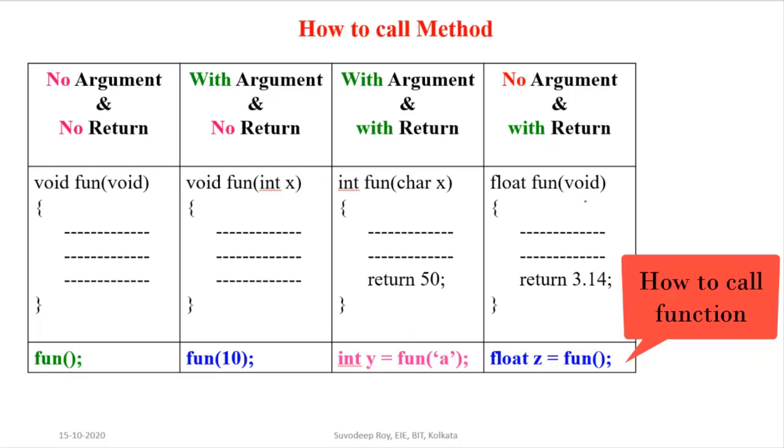Next type, no argument and with return. No argument, so no input value, so it will be written like this: fun, this is the function, and here return is there, and in this example I have considered the value 3.14 as a return. So this value should be stored in another variable. As an example, I have taken the variable z, and the value inside this z is 3.14, which is a float type variable. So no doubt I must mention the type of the variable, which is float here. So this is how to call a function when the function is no argument and with return type.